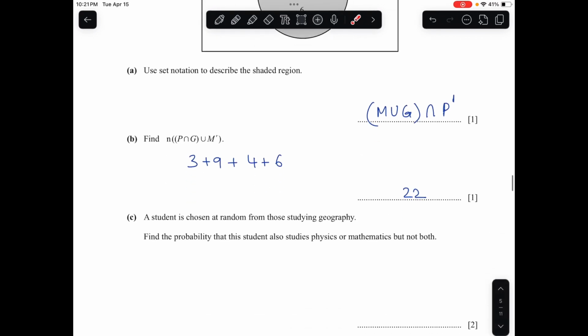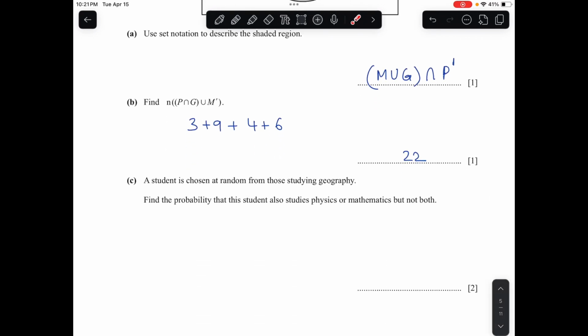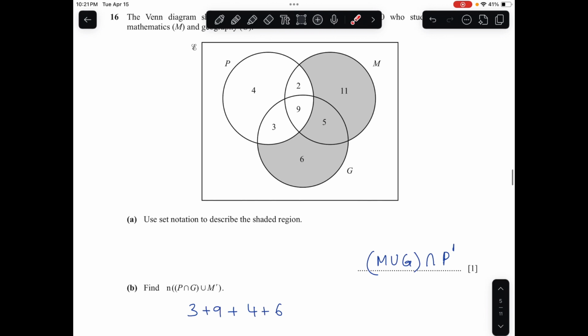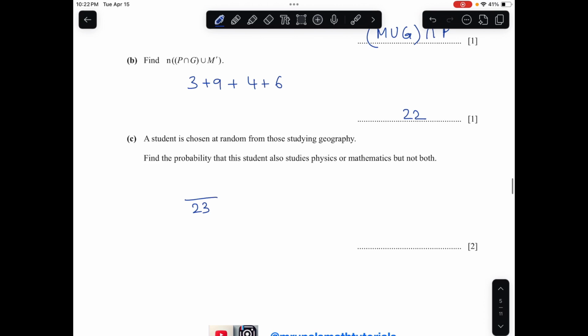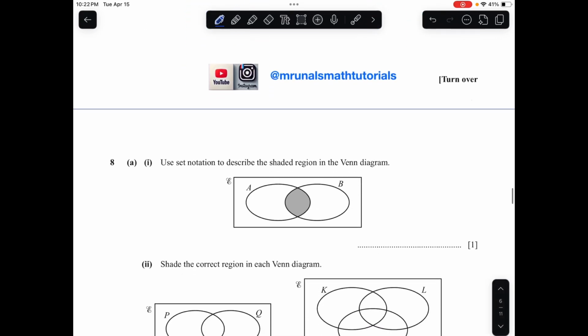So from these 23 students, we need to choose, we know that the total is 23. We need to choose a student that studies physics or maths, but he does not study both. So it could be either 3 or 5, but not 9. So this is going to be 3 plus 5, which is 8 out of 23. That's it about this question. Let's move on.